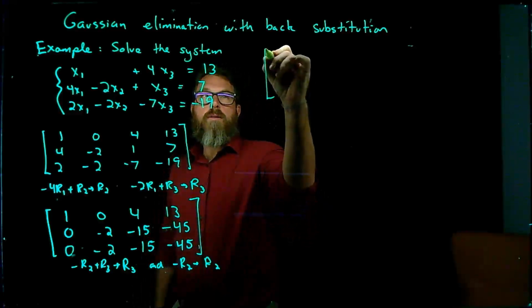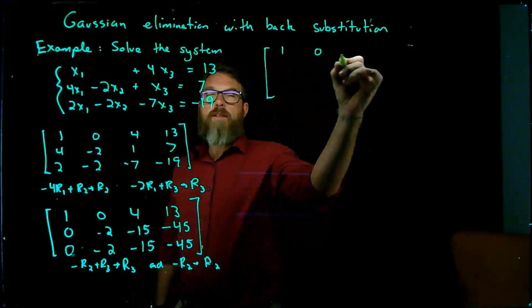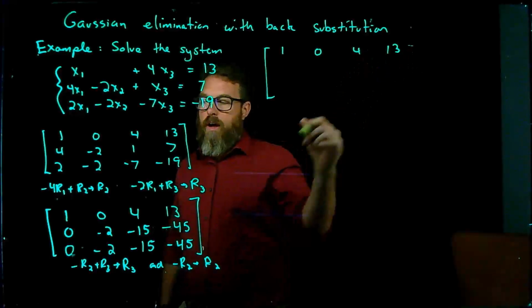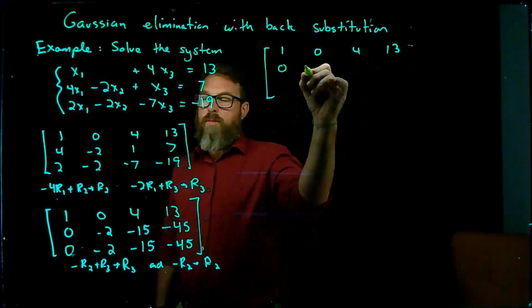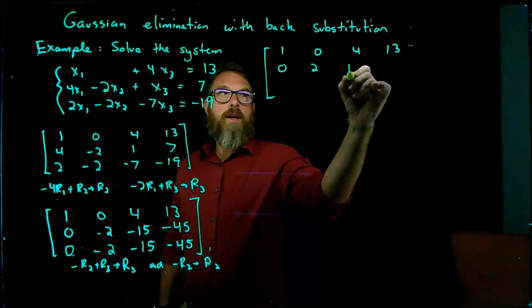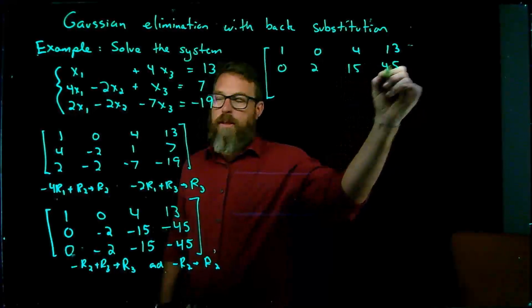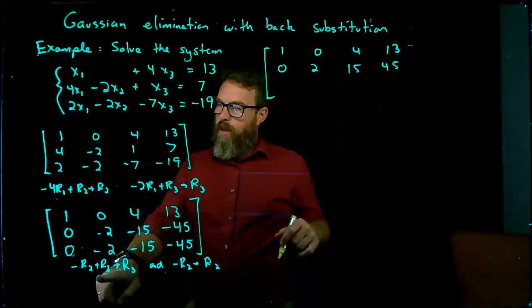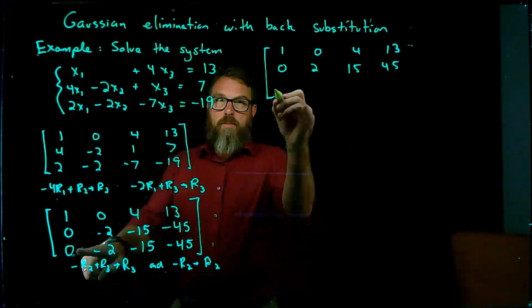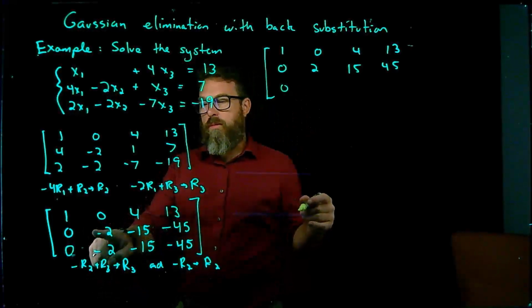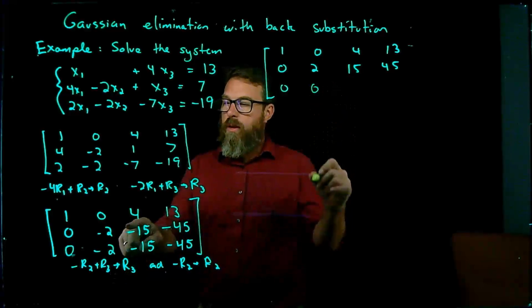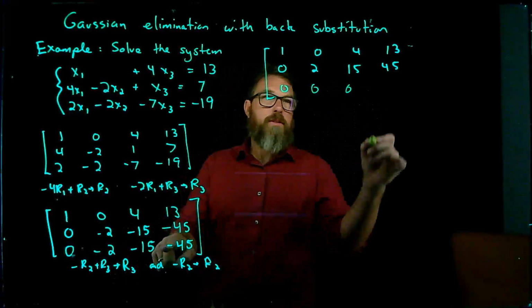So row 1 is unaffected. I'm going to change that sign, and then finally let's do this part. So minus this plus this is going to be 0. Minus 2 is going to be positive 2. Minus 2 is going to be 0. Minus this plus this is 0. Minus this plus this is 0.